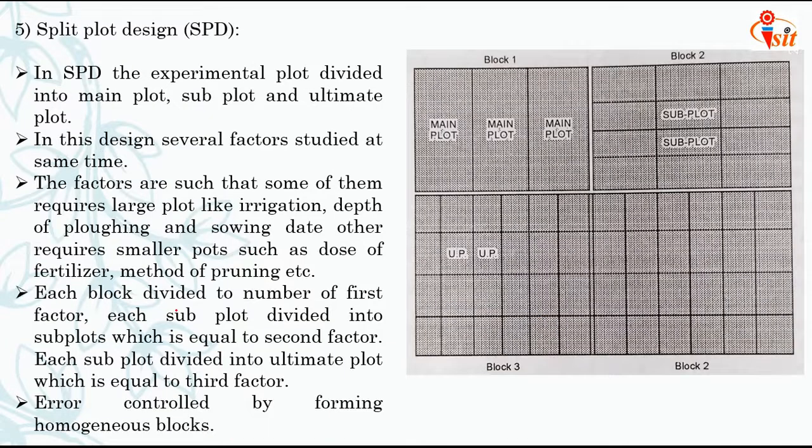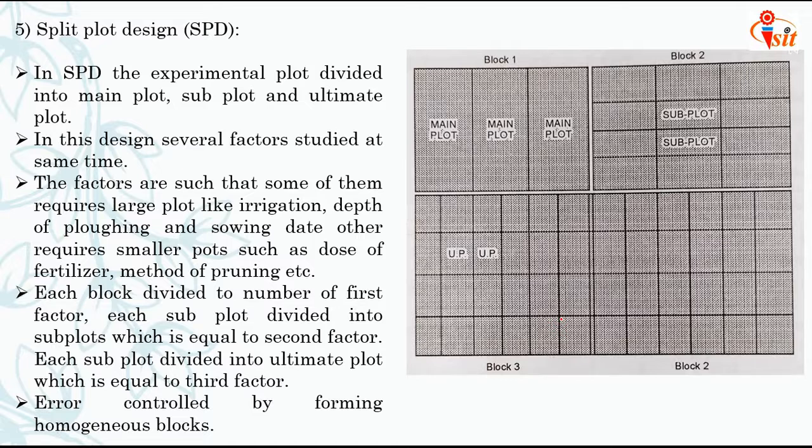Then the next one is the split plot design. So what happens, students, here? If you see here, in the case of split plot design, there are three types of plots. First one is the main plot, then subplot, and then the ultimate plot. So in split plot design, the plot is divided into main plot, subplot, and the ultimate plot. In this design, several factors are studied at the same time.